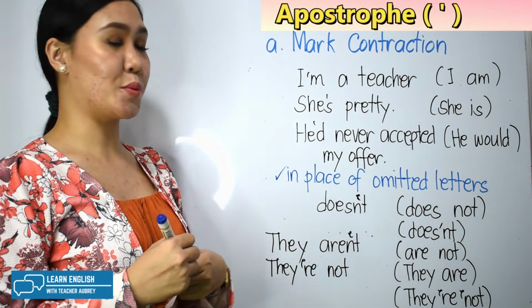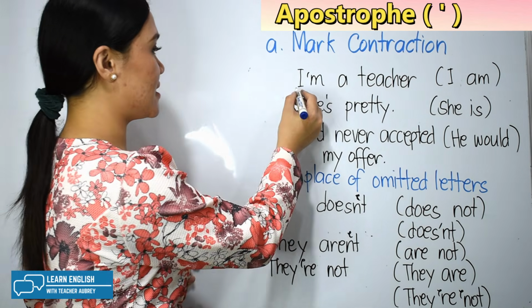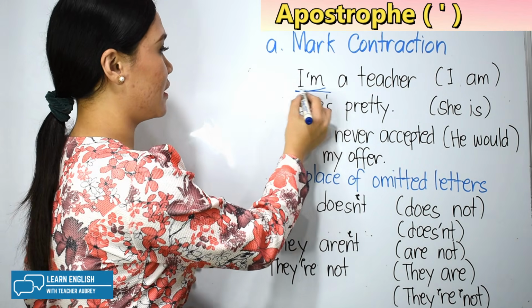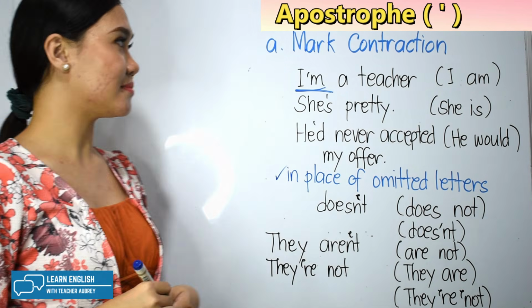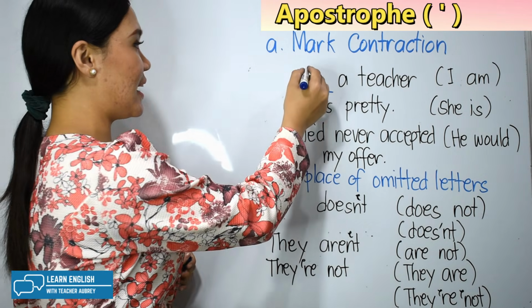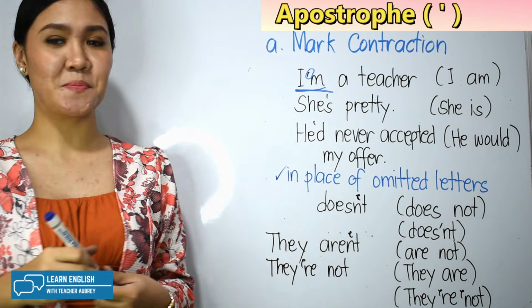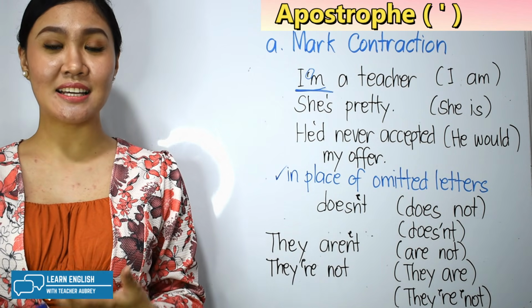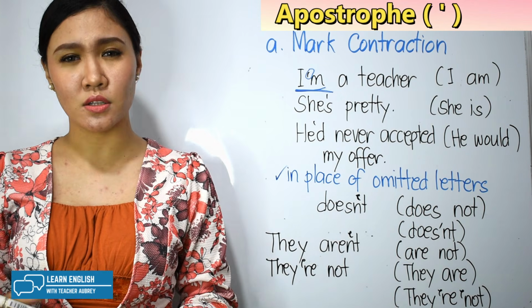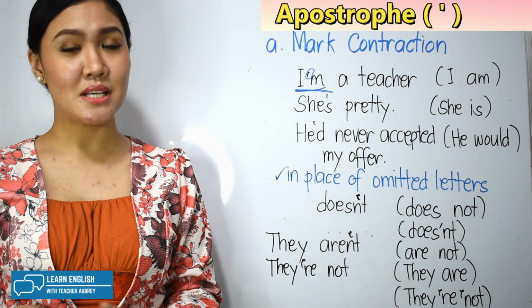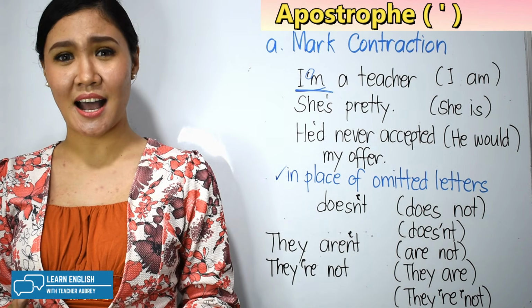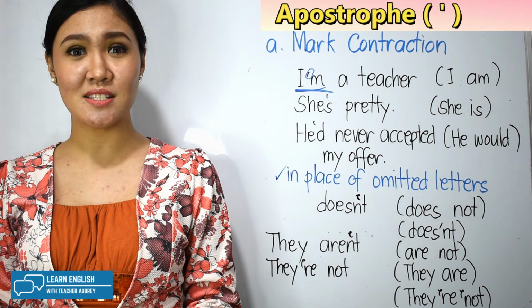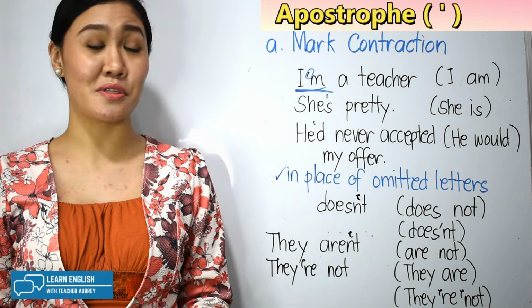I'm a teacher. The contracted word here is I'm. That is a contracted version of the words I am. Okay? Ginamitan natin ng apostrophe. I'm. Madalas natin yung ginagamit. Why do we use contraction in words? Dahil, basically, mas madali siyang sabihin. Mas smooth sabihin na, I'm Aubrey. I'm your teacher. Mas smooth siya.